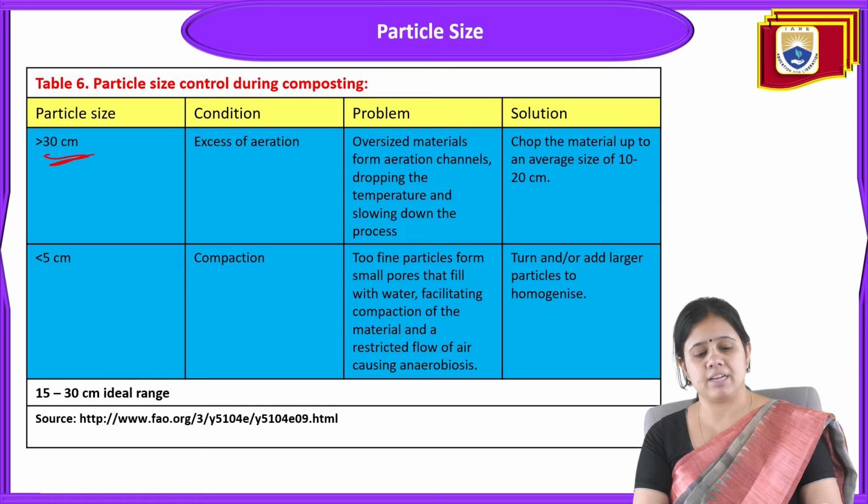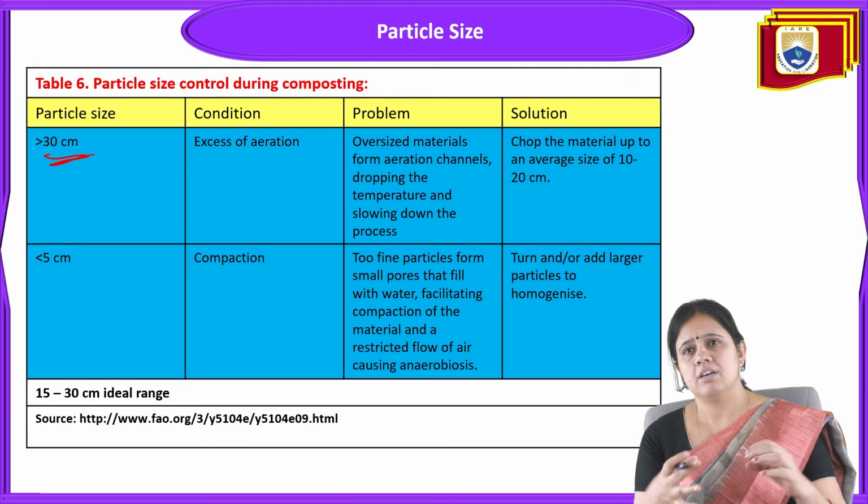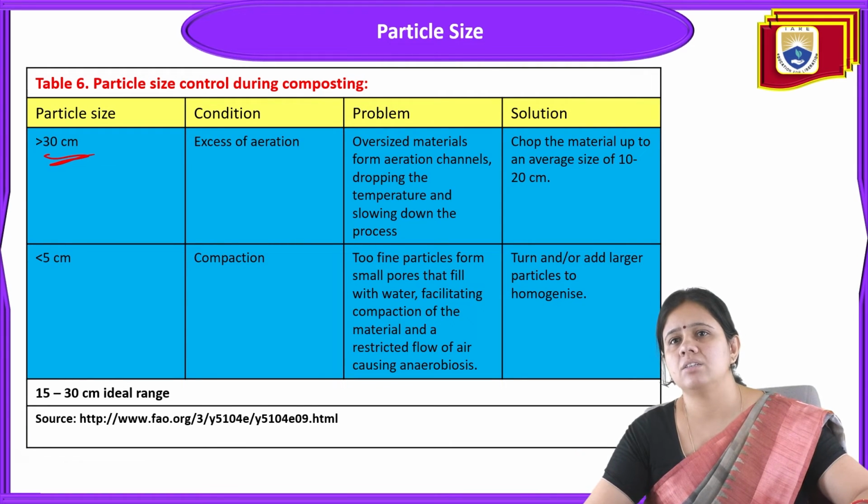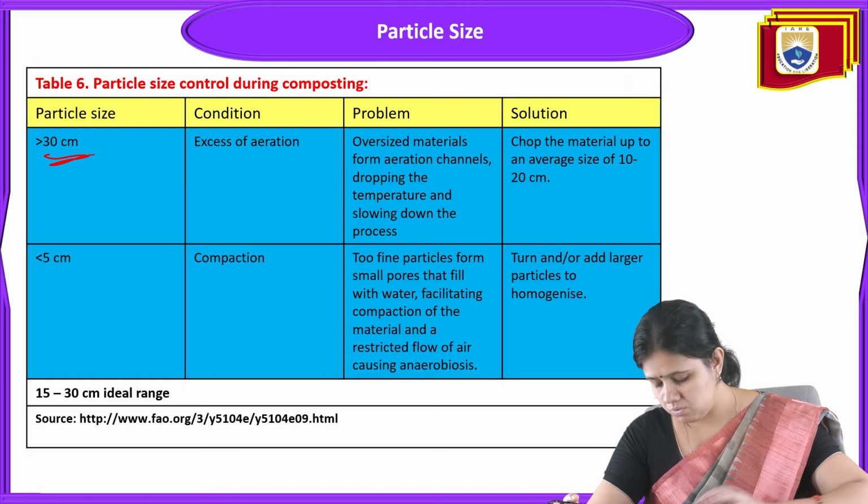If the particle size is less than 5 centimeter, then a compaction kind of condition will be created. What will happen? Too fine particles form small pores that fill with water, facilitating compaction of the material and a low flow of air, causing anaerobiosis. So what should we do in this process? Turn it or add larger particles to the homogenized one. And the ideal range for this particle size is 5 to 30 centimeter for the composting process.